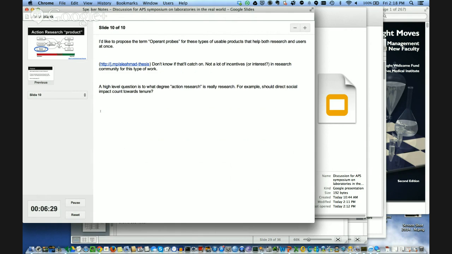And I offer this term of an operant probe, which is a product that operates in the liminal context between research and practice. As a researcher, you can work with people who are making things that are used in the real world as is, and manipulate those things both for the ends of improving the use and helping the people who are using it, and also for developing generalizable models that can be used in further designs. And I think that leaves about a minute for questions.